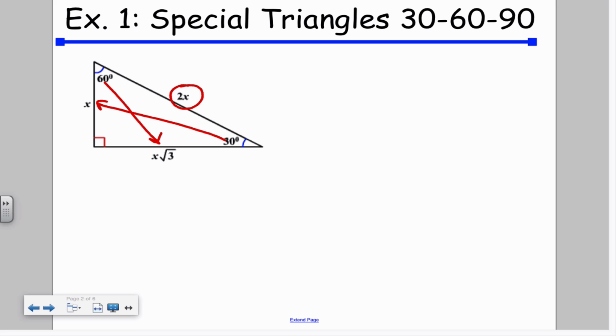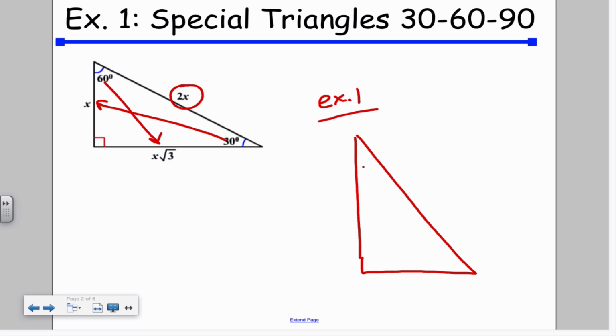So let's do an example. This is example number 1. Let's say that we have a 30-60-90 triangle, and let's say the side over here is 7. The first thing we've got to do is label the sides of the triangle to correspond to our original triangle. So the side opposite 30 is going to be x, the hypotenuse is 2x, and the 7 is going to be our x root 3.